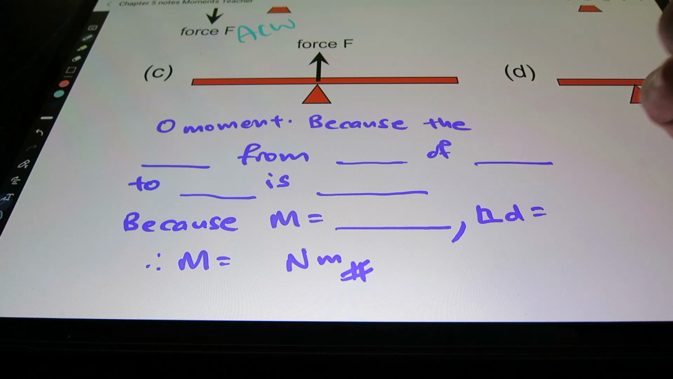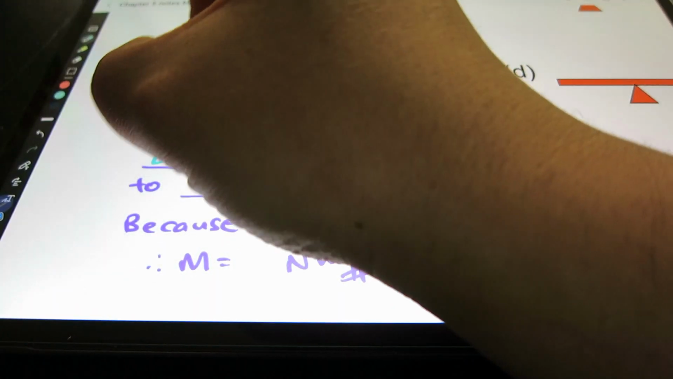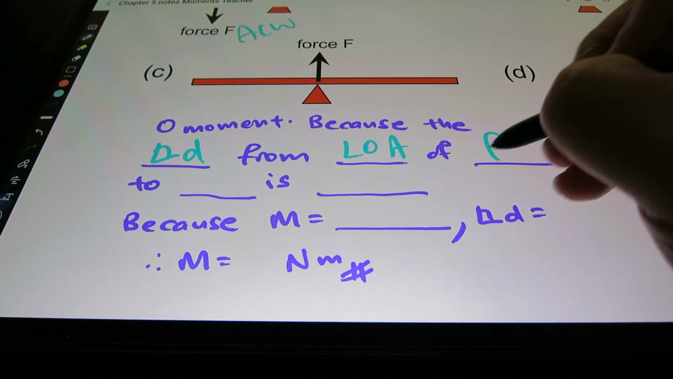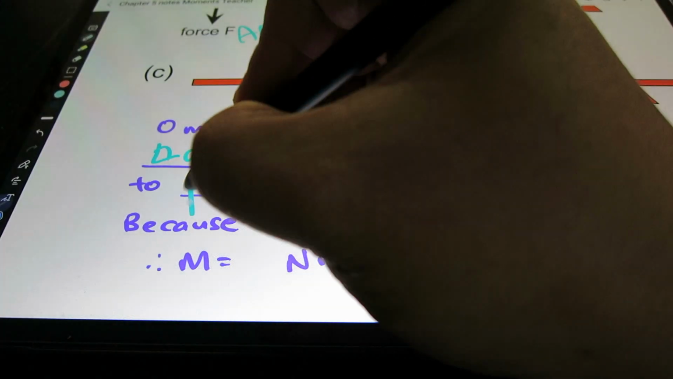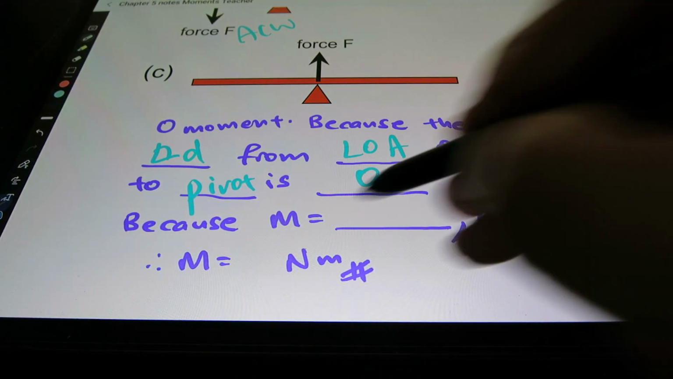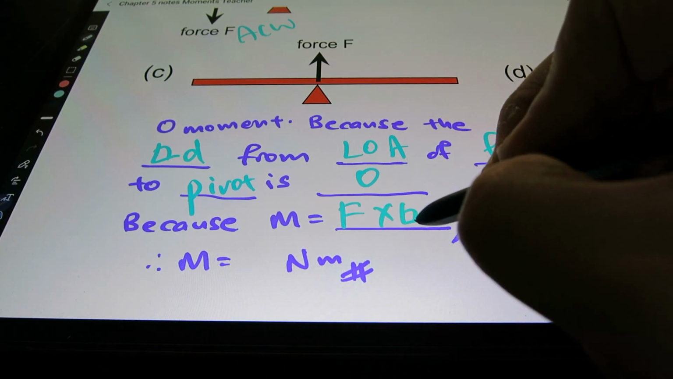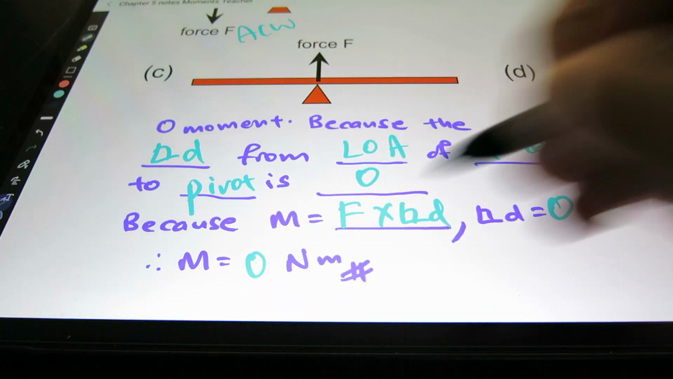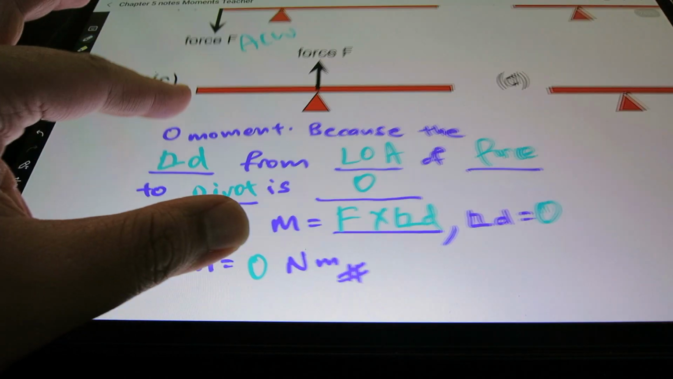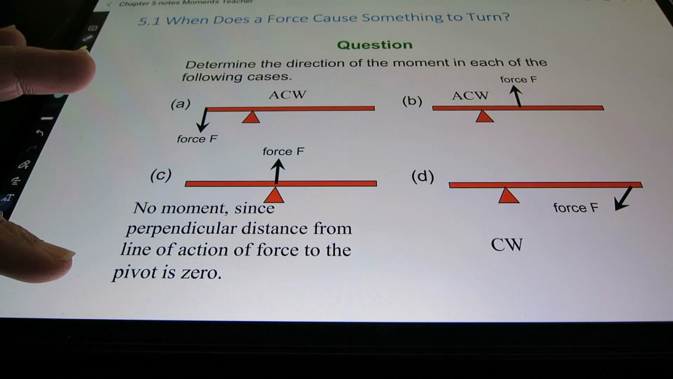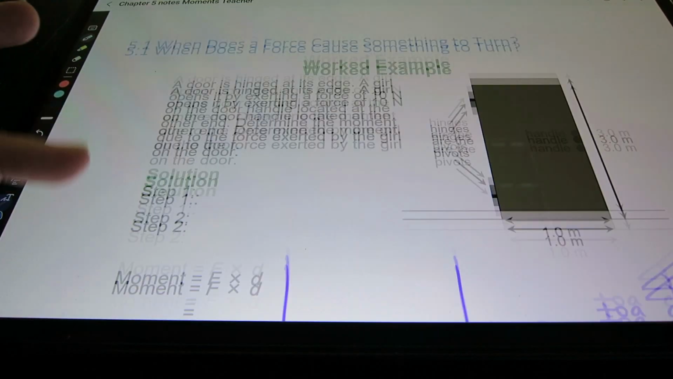So this is the explanation. There's 0 moment because the perpendicular distance from the line of action of force to the pivot is 0. And because moment equals force times perpendicular distance, and perpendicular distance is 0, my moment is 0. And therefore there's no turning effect. Alright, so this is the solution. You can pause if you want to have a look.